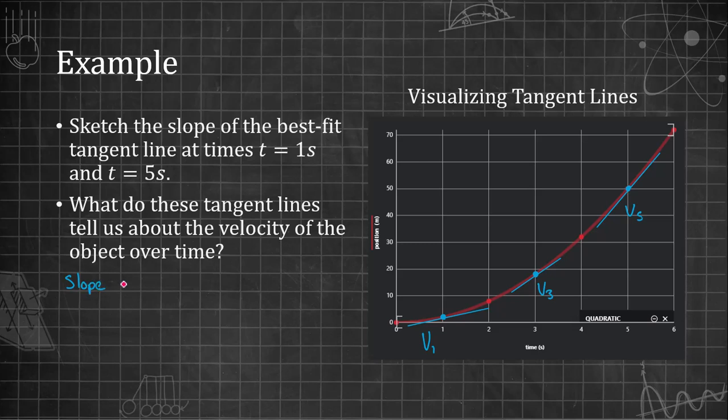And by looking at these slopes, we can see that the steepness, or the value of the slope from v1, v3, and v5 is gradually getting steeper and steeper, or it's getting bigger. So what that tells us about the velocity over time is that the velocity is increasing in the positive direction. So the speed is getting faster, and it is getting faster moving forward.